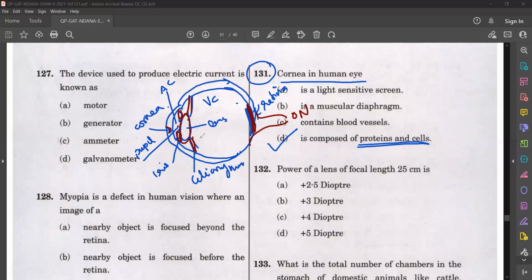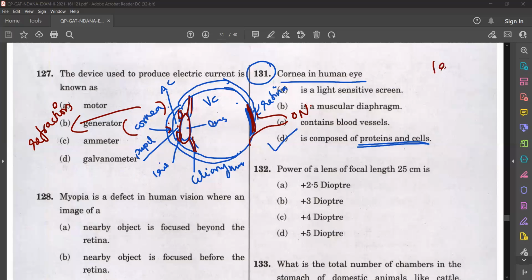If we see each part in detail, what is the cornea? It is the outermost layer, isn't it? The outermost layer is the cornea. It is transparent. Mainly refraction occurs in the cornea. Then the cornea is composed of proteins and cells.